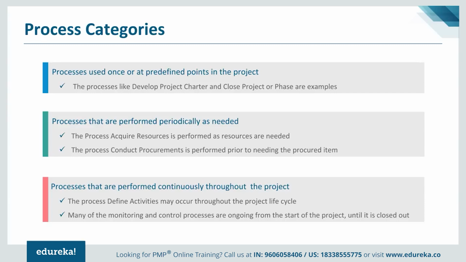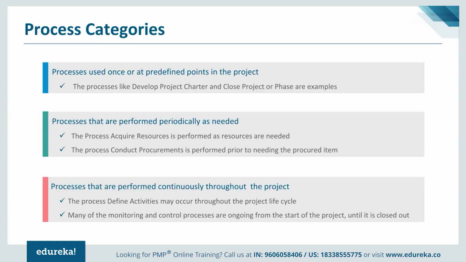Similarly, you'll find there are certain processes which are performed periodically. One example could be acquire resources. Resources are required on the project throughout, so whenever we acquire resources, we need to refer to this process. Or for that matter, conduct procurement. We need to work on conduct procurement activities as and when we need to engage vendors, or procure certain machinery, or buy some licenses from some OEMs or vendors. So we need to keep on performing procurement related activities throughout the project. So these are periodically performed processes.